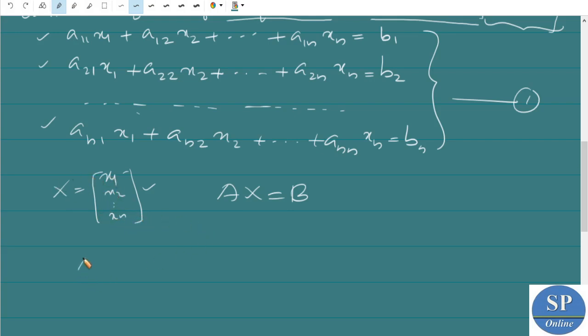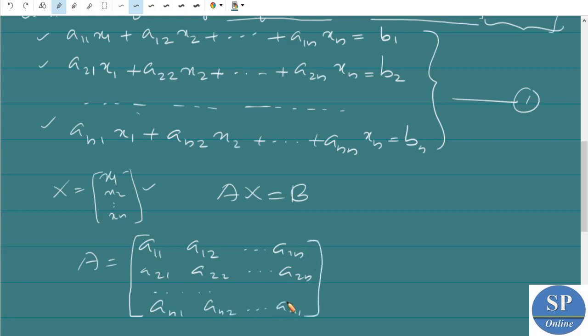xn, and A is the coefficient matrix, that is the coefficients a11, a12, etc. a1n, a21, a22, etc. a2n, and so on, an1, an2, etc. ann. So here this matrix is an n by n square matrix. And b is the column vector b1, b2, etc. bn. So in matrix notation, we can express the system as Ax equal to b.